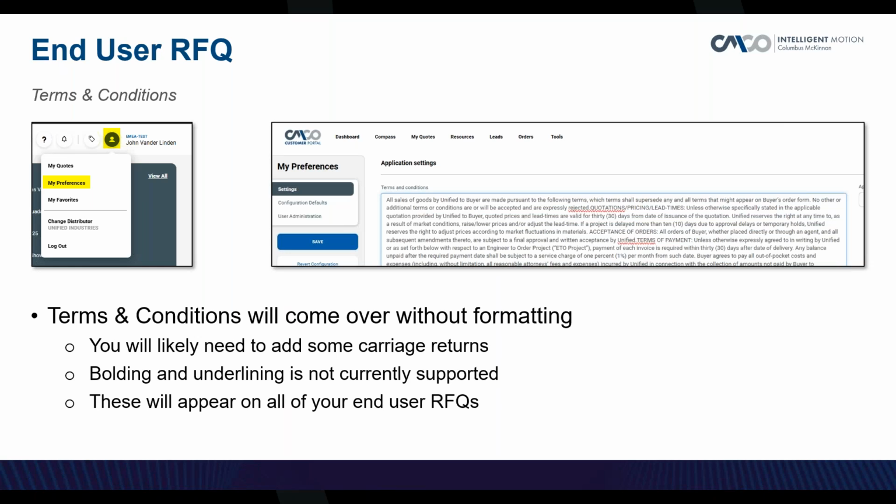So a couple different things. You can copy and paste it. You get to it the same way you did the logo. You go into the person icon, you hit My Preferences. Right below the logo is going to be the terms and conditions. You are likely going to need to add a few carriage returns, and currently the bolding and underline is not supported. I've done a few of these for different people, and generally speaking, I'm just double carriage returning, and it looks pretty good. And again, these are going to appear right at the end of all of your end user quote forms.